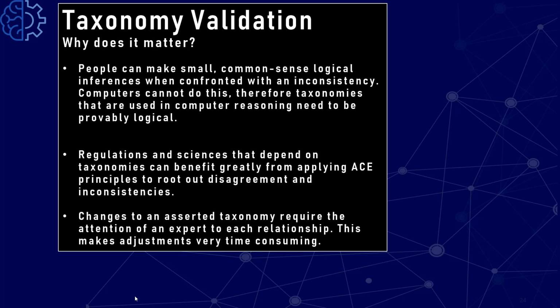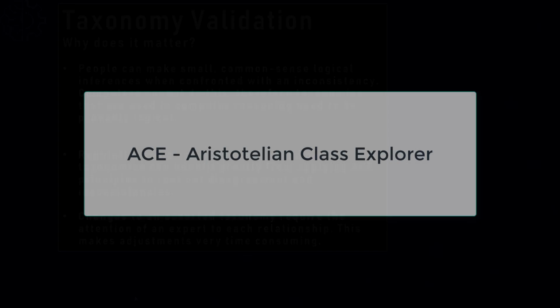Regulations and sciences that depend on taxonomies can benefit greatly from applying ACE principles to root out disagreement and inconsistencies within their domains. Finally, changes to an asserted taxonomy require the attention of an expert to each relationship. This makes adjustments very time-consuming and prone to error. We will now switch to ACE to see how these taxonomies are managed by our software platform.